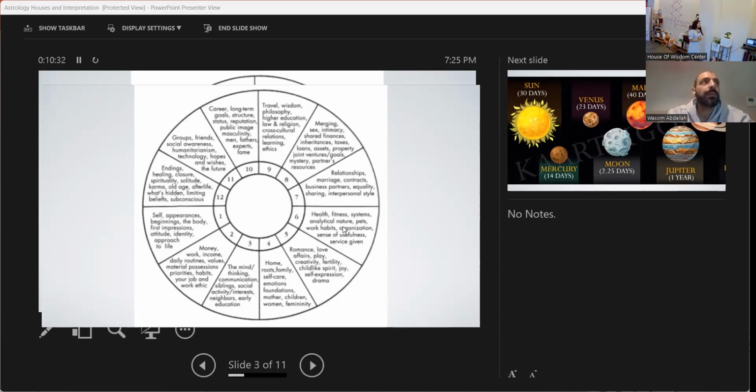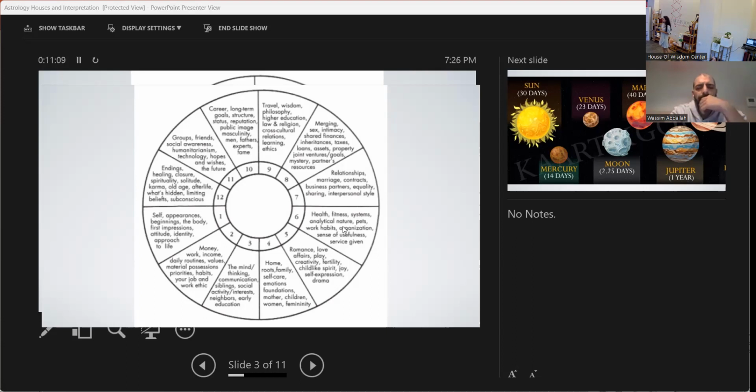All right, house number 7. And this is now the house of Libra. Now, the house of Libra is where we begin to look for marriage, right? House number 7 is the house of marriage. So it's relationships, marriage, contracts, business partnerships, equality, sharing, and interpersonal style. So we notice that everything that has to do with Libra has one more thing added to it, right? It's who else is coming into this equation? Where am I going to find that balance?